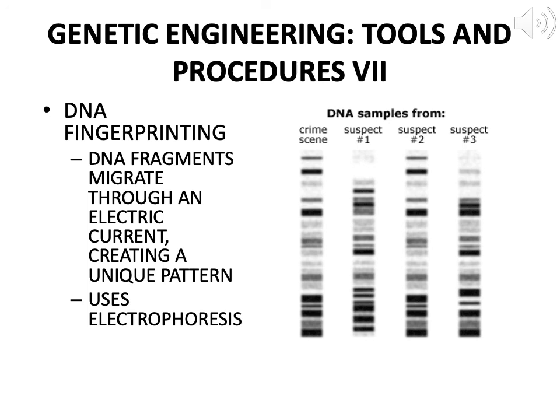And you notice that the patterns are different for suspect number 1 and for suspect number 3. At which point, even though they might seem to be guilty at first hand, they're probably not. But suspect number 2 with the perfect alibi is linked to the scene of the crime by his or her DNA. So DNA fragments migrate through an electric current, creating a unique pattern, and it's going to use a process known as electrophoresis, which we're going to see on the next slide.